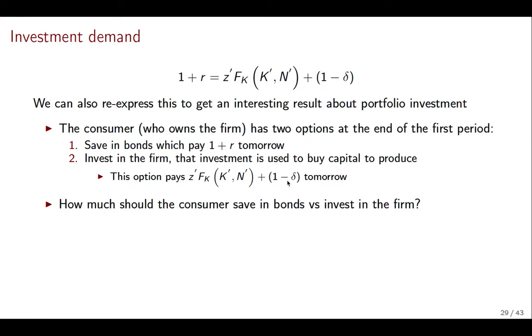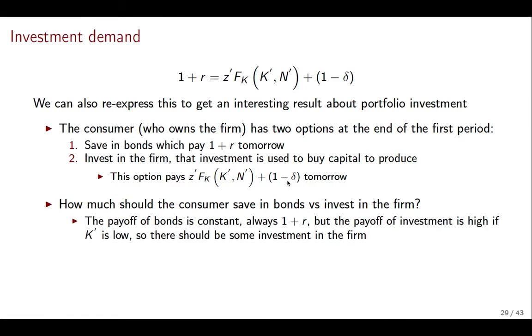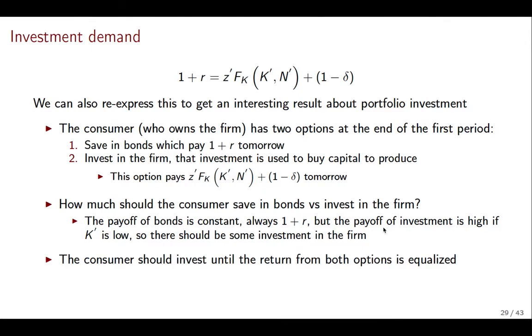So how much should the consumer save in bonds versus investment? This is a portfolio choice. The portfolio has, you can save in bonds or you can invest in the firm. How much should you do in each of them? Well, the payoff of the bonds, as I said before, is constant. It's always 1 plus R. But the payoff of investment is high if K prime is low. So what the consumer should do is invest in the firm until the return of both forms of investment is equalized. Once the payoff of investing in the firm is equal to 1 plus R, then you should just take every additional unit and invest it directly in bonds.